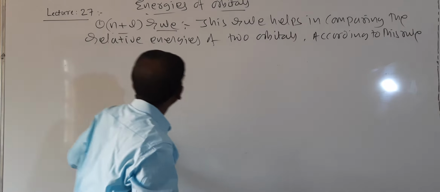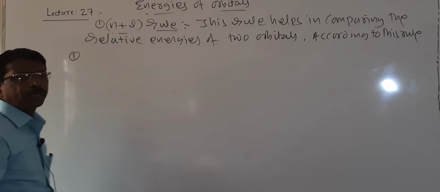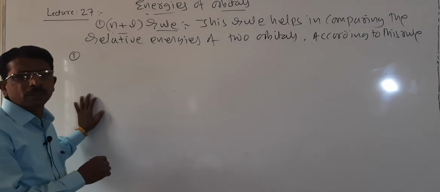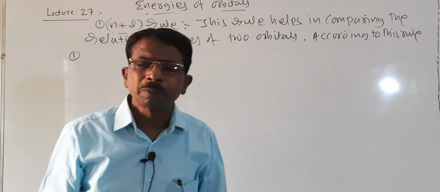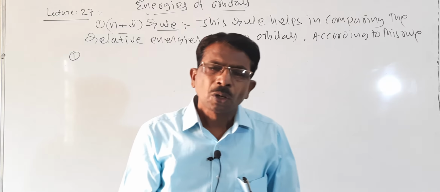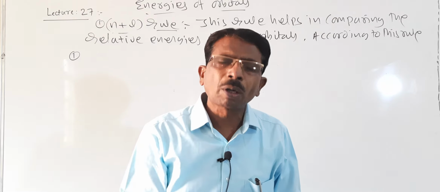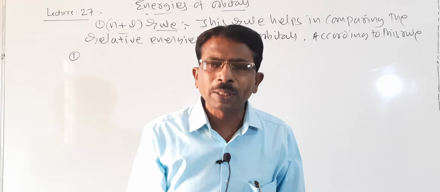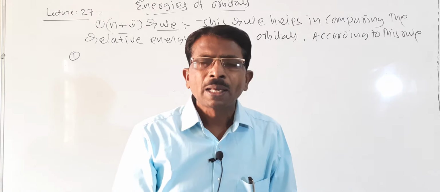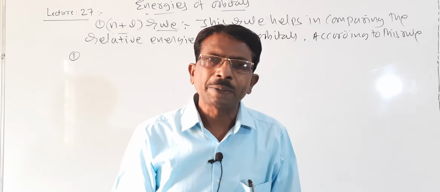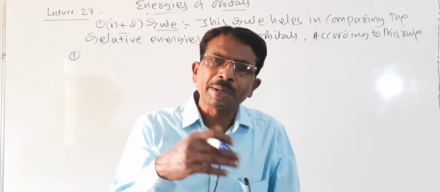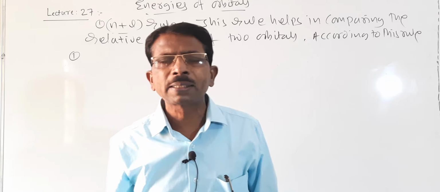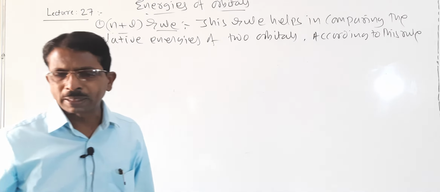look here, number 1, according to this rule, among the two orbitals, the one orbital which is having lower value of n plus L as compared to the other is having lower energy and the other is having higher energy. Or if the n plus L value is higher among the two orbitals, that has higher energy, and the other one has lower energy. It is very simple.